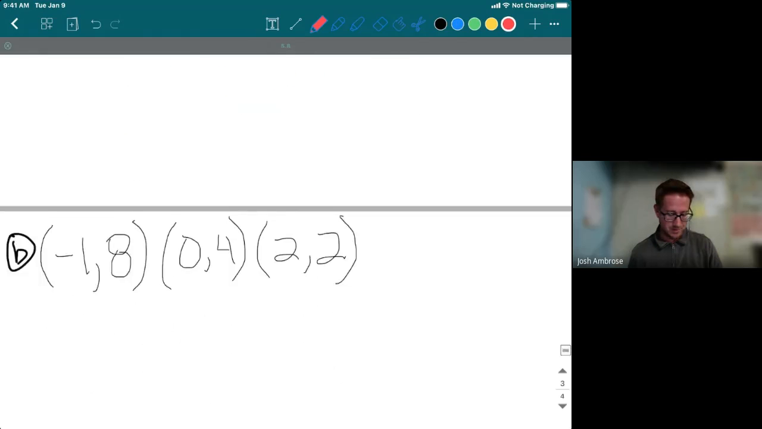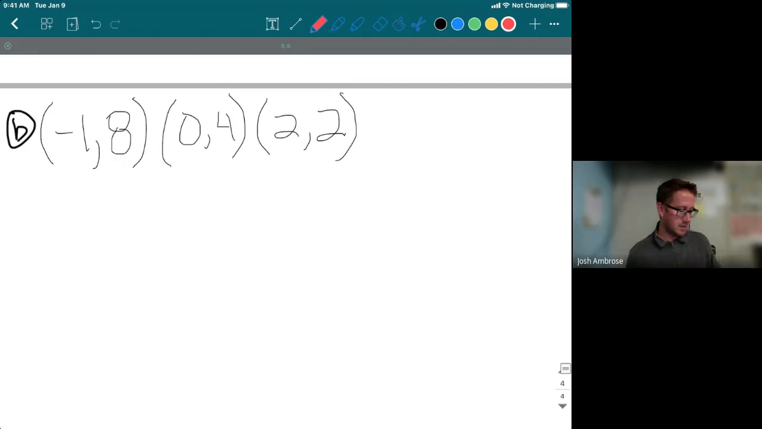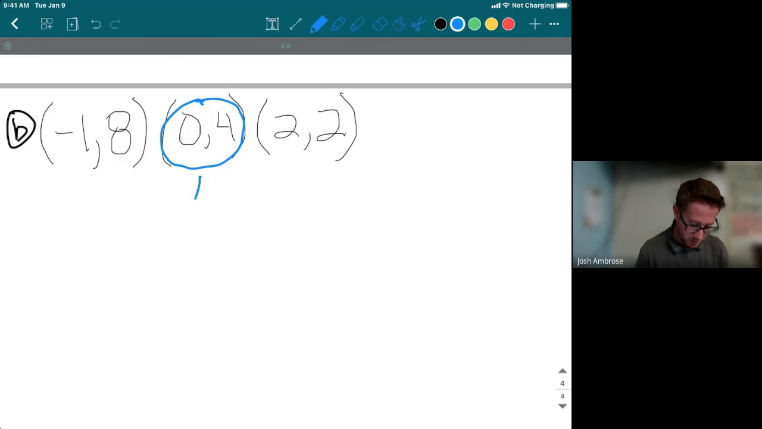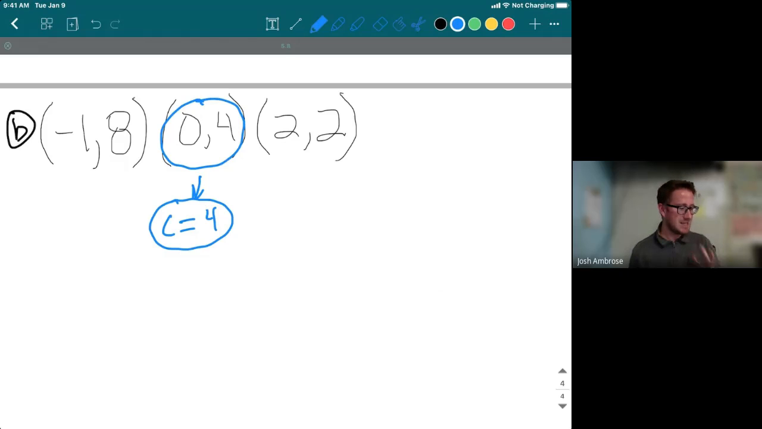All right, here we go. So let's go through this whole process again. Which one do we like the most? We like this one the most, right? That's where x is equal to 0, which means, boom, our c value equals 4. That is one of our necessary pieces. Okay, let's do this one.